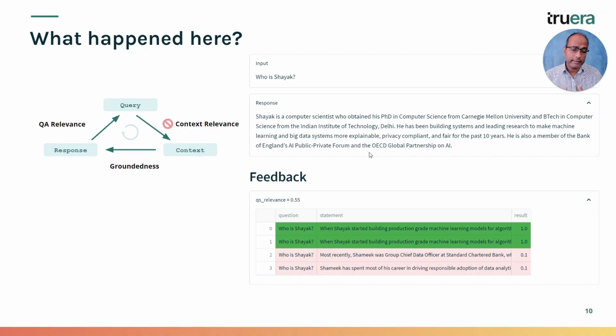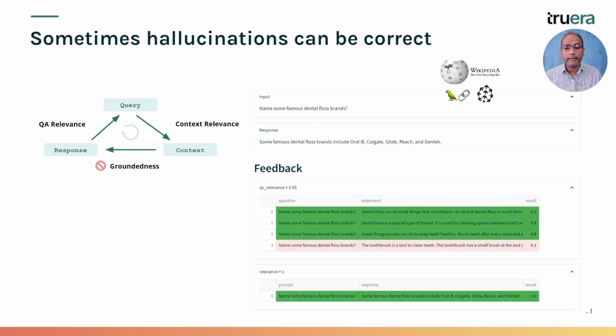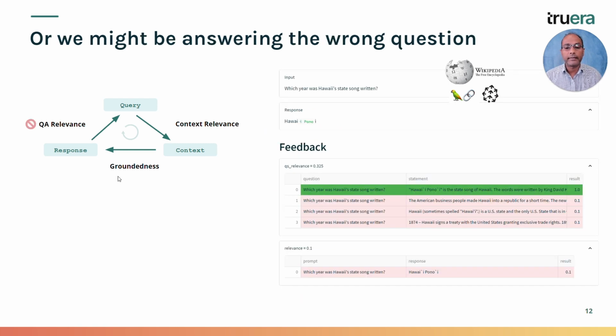So this is a good overview of this example of how to use TruLens to evaluate and track LLM experiments. There are a number of other use cases that we have not gotten into. Sometimes, in fact, hallucinations can be correct. In this case, we're asking, name some famous dental floss brands. Although the answer is correct, the context chunks actually don't produce the answer. So this is a case where groundedness doesn't hold.